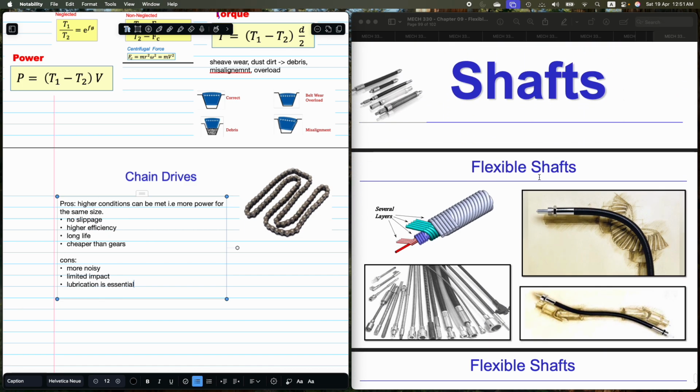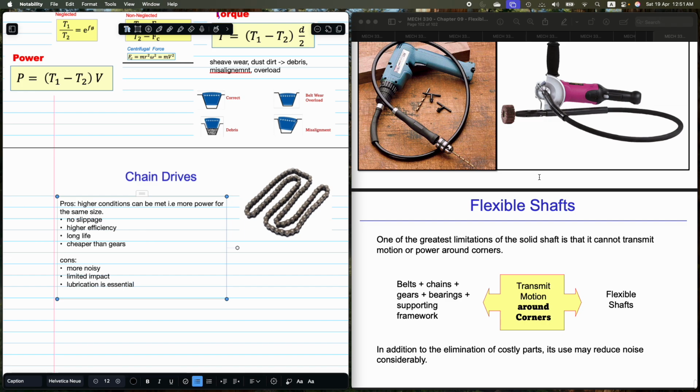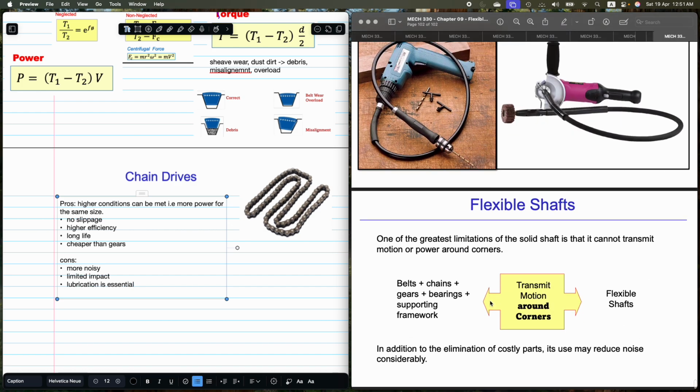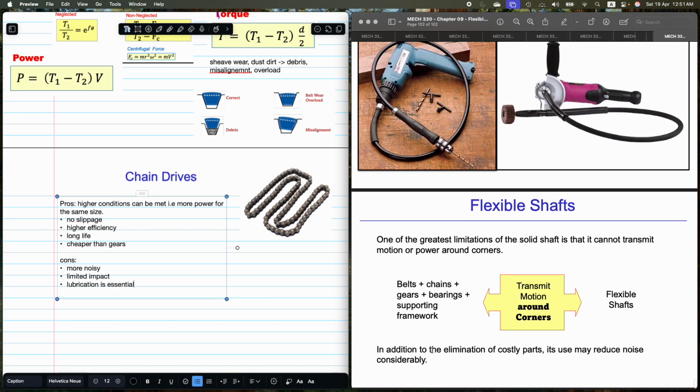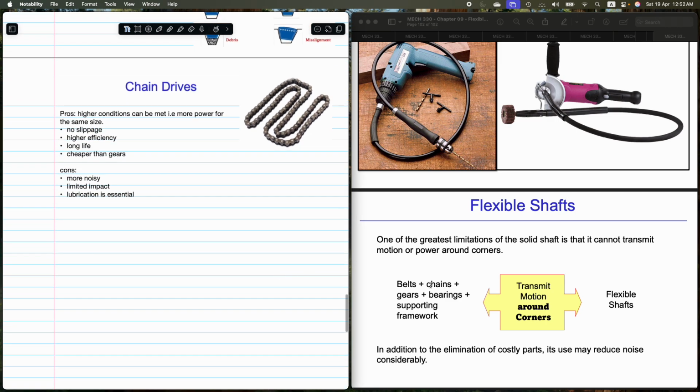Maintenance. Now part F, flexible shafts. What they do is they turn around corners. Cool addition, the cost. That's it for the gears. This is the last slide. I think we can just copy this. Flexible shafts.